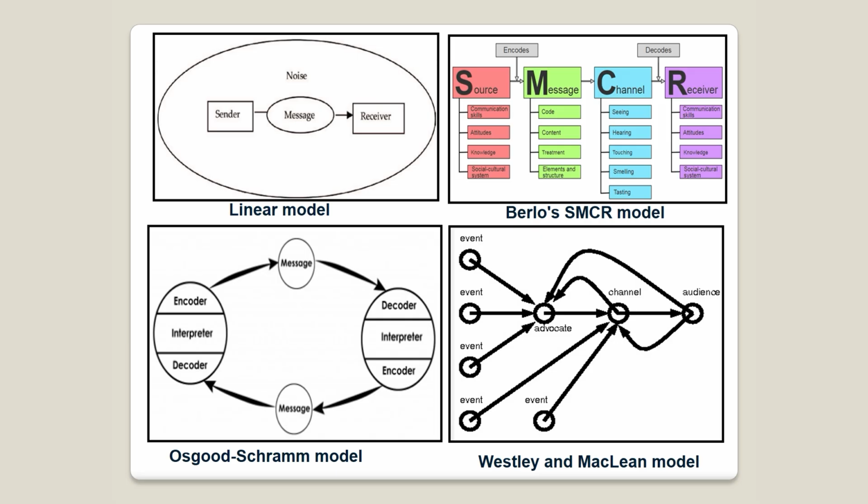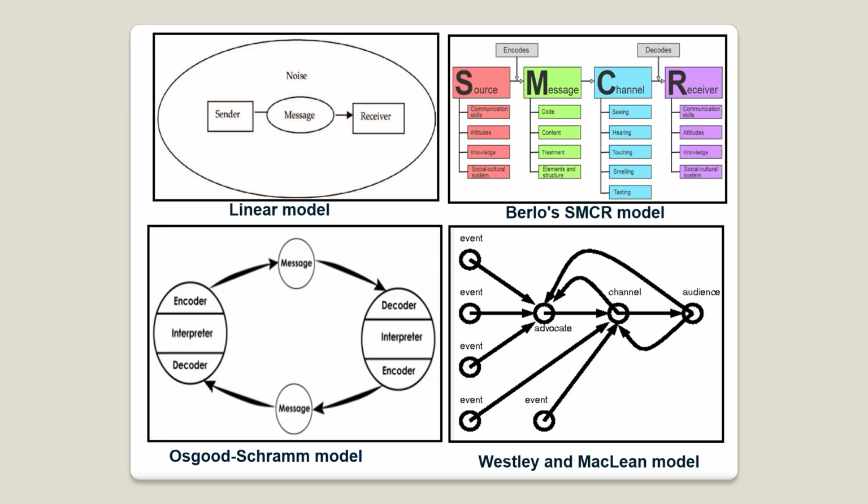And these are a few photographs, a depiction of the models. These are the graphs of the models. If we talk about the linear model, it is shown in picture number 1. Here the sender is there, the message is there, and the receiver is there. This is the linear model, the very first model.